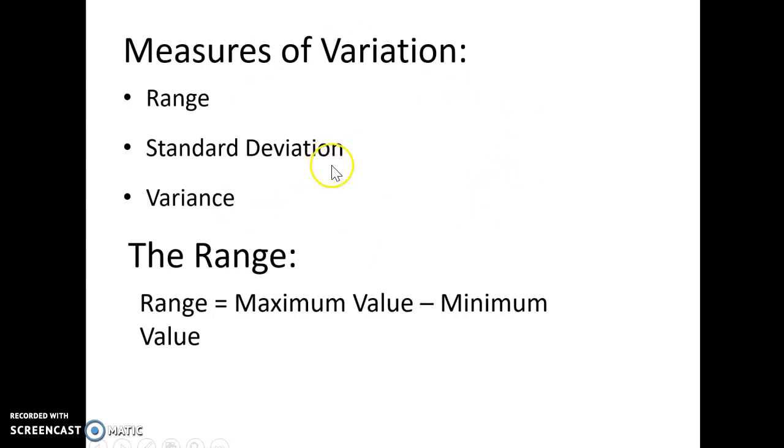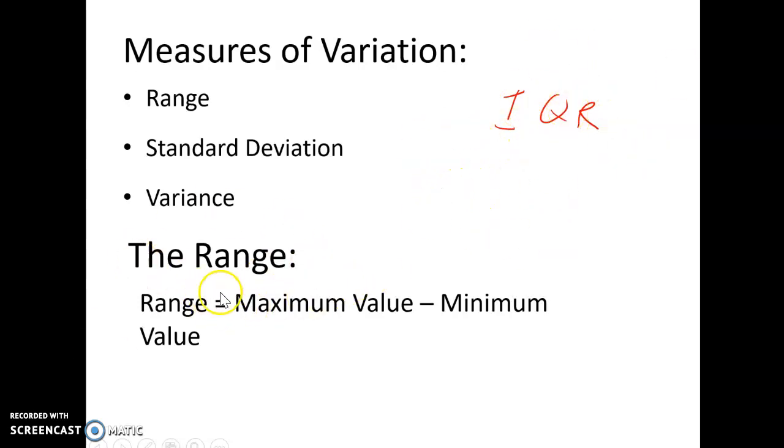I would even include one other thing, IQR, which we will get to when we do box and whisker plots in the next section. So I would include that in variation spread. We're not going to talk about it except for right now.